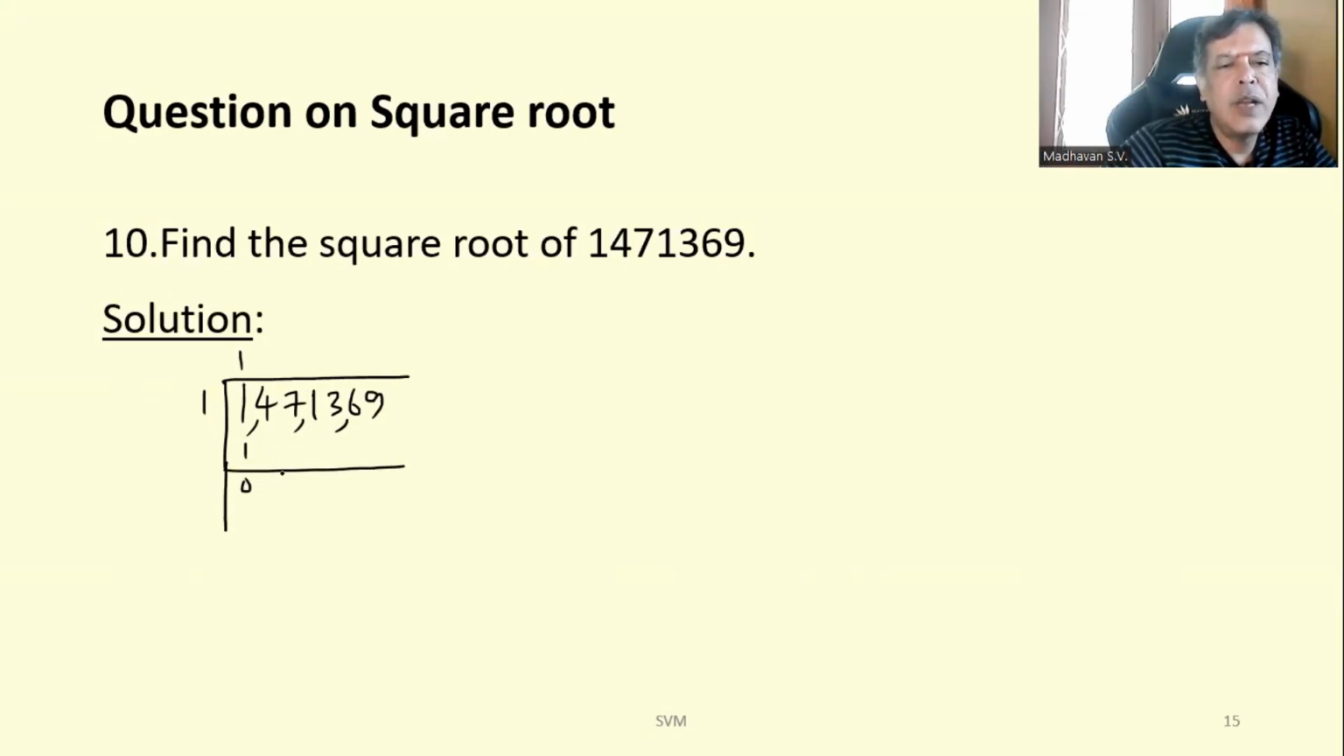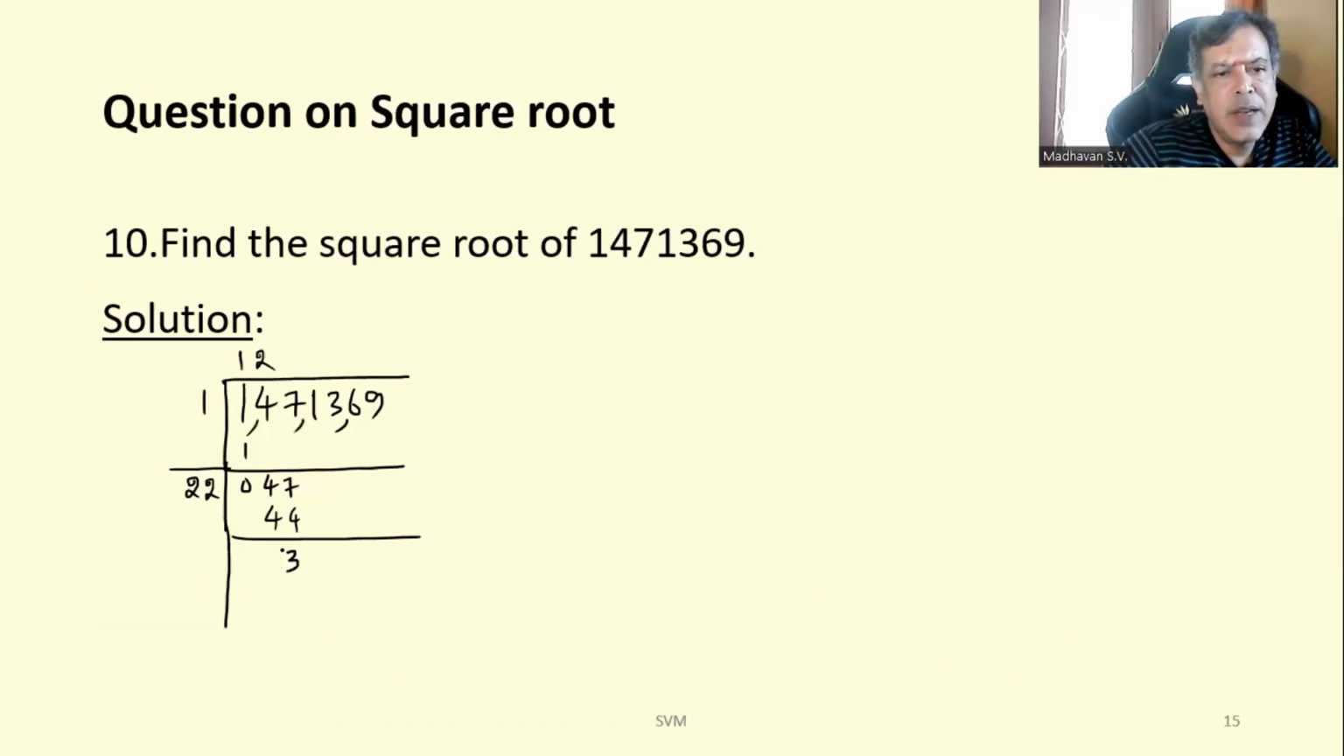Then we need to go to the next comma and write the digits. So 47 we'll write. Then we will double this, means 1 here will become 2. Now, whatever number you put here, the same number you have to put here. For example, if I put 1 here, I will put 1 here. So 21 into 1, 21 only. If I put 2 here, 22 into 2 becomes 44. That is the better number. So let me put 2 and 2 here, 44. Then we have the remainder as 3.